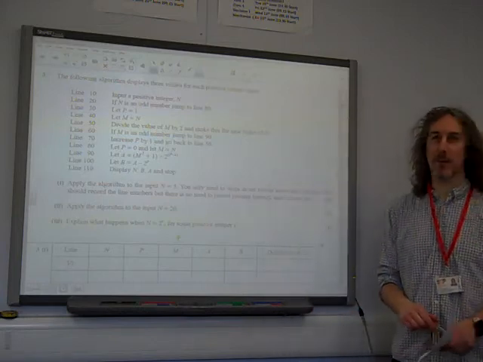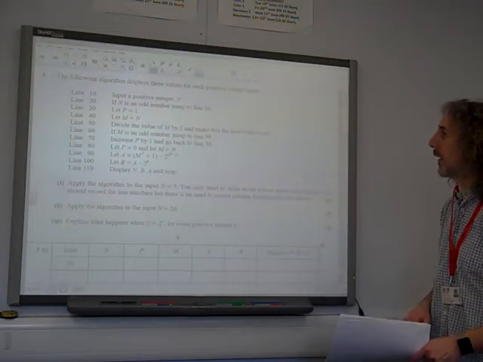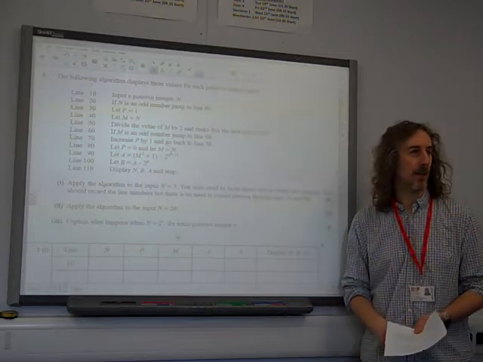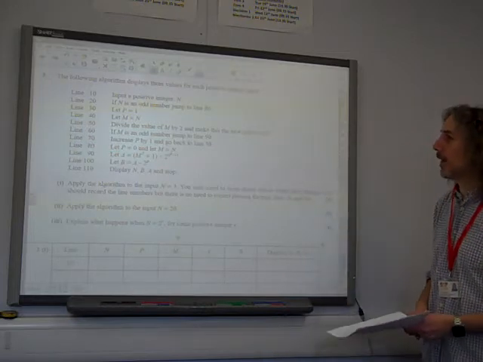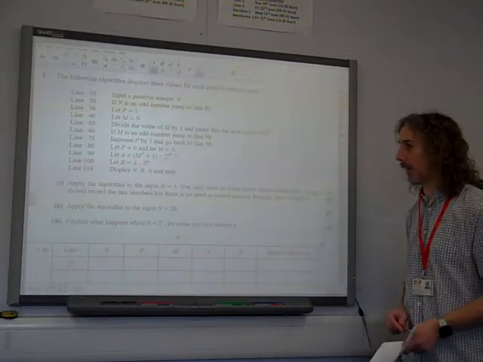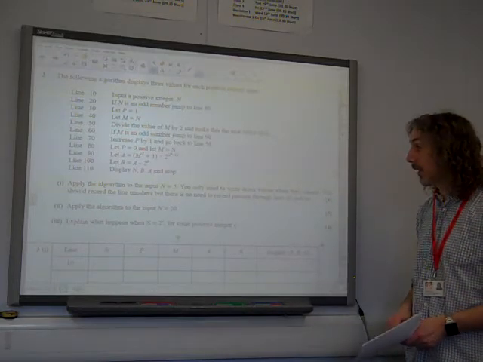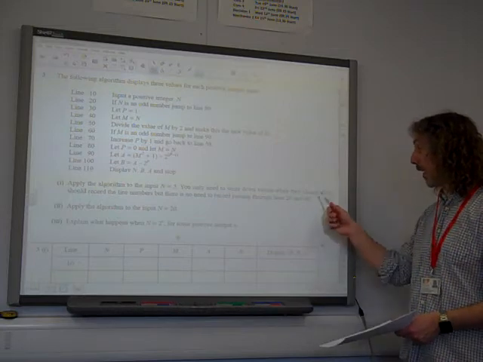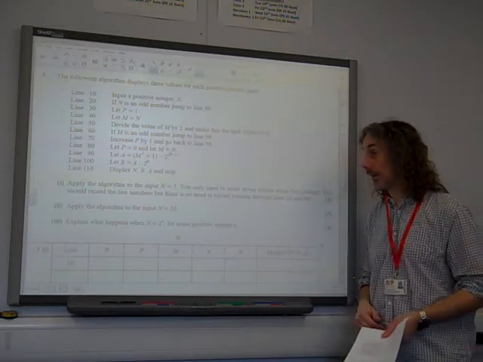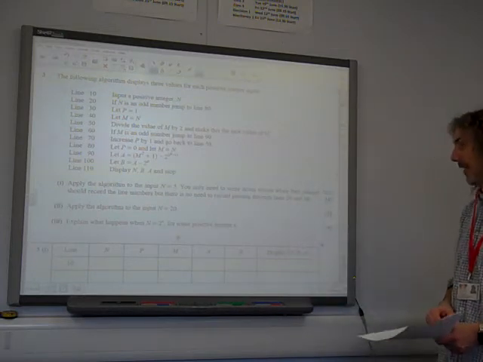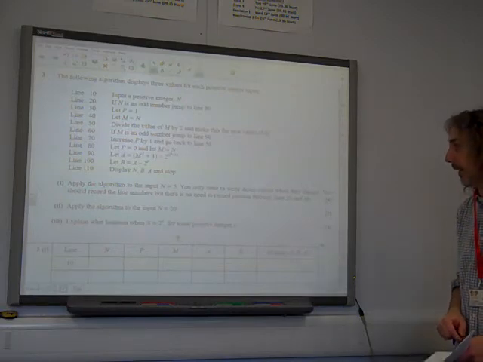Right. Question 3. The following algorithm displays 3 values for each positive integer input. There's the whole thing. I'm not going to read that. Very dull. Apply the algorithm to the input n equals 5. You only need to write down values when they change. You should record the line numbers, but there is no need to record passing through lines 20 and 60.